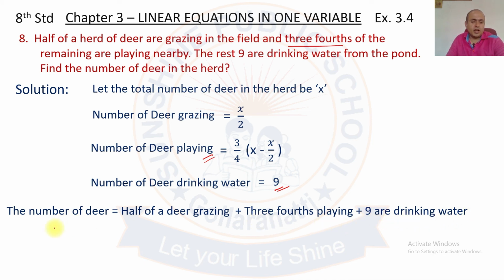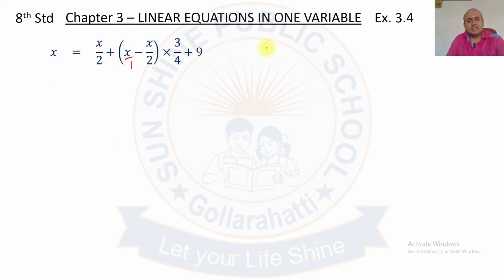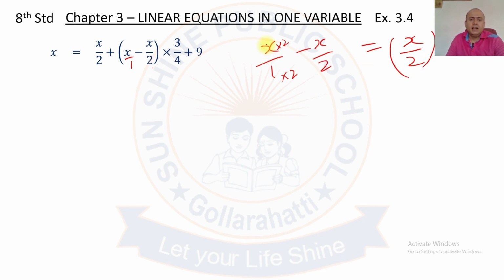water. So here total number of deer is x, equal to x by 2 plus x minus x by 2 into 3/4 plus 9. If you subtract this, that is x by 1 minus x by 2. So by taking LCM 2, I should multiply by 2 and again multiply by 2 here, that is 2x minus x becomes x only. X by 2 comes. If I subtract half from full, I get half only. Therefore that is equal to x by 2 plus x by 2 into 3/4 plus 9.